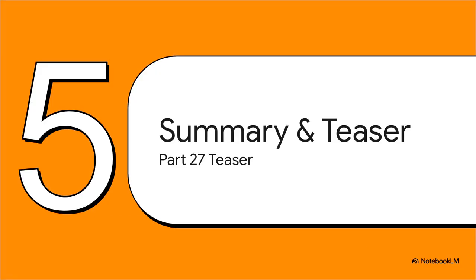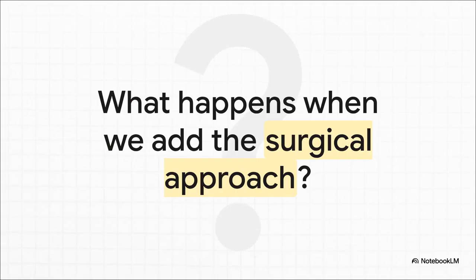And just like that, Section 5. A quick summary and a teaser for Part 27. We made it through all 31 root operations. You've absolutely nailed the objectives, but what happens when we look at how the physician actually reached the surgical site? Well, in Part 27, we are going to cover Character 5 approaches. We'll be breaking down open, percutaneous, and endoscopic methods.